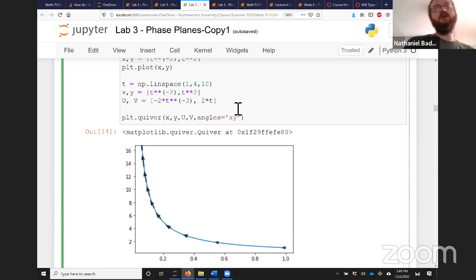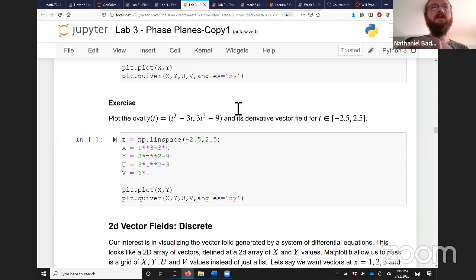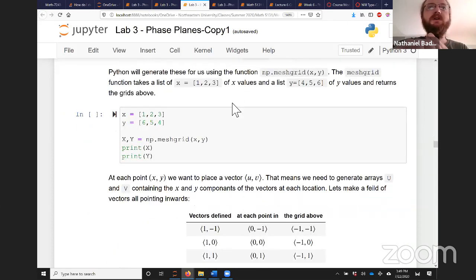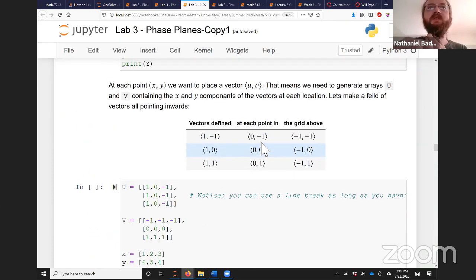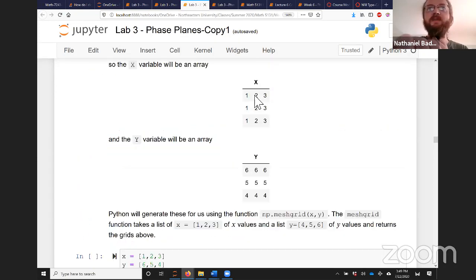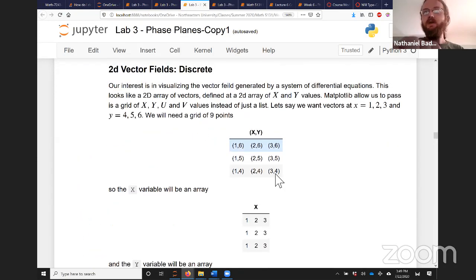Instead, what we would like to do is produce a big matrix: a matrix of all of our x coordinates and a matrix of all of our y coordinates. And then we want to produce a matrix U of all of our x components and a matrix V of all of our y components. So for instance, let's say that we wanted to plot vectors at 1, 2, 3, and 4, 5, 6. What we need then for x and y is a grid of 9 points, right?